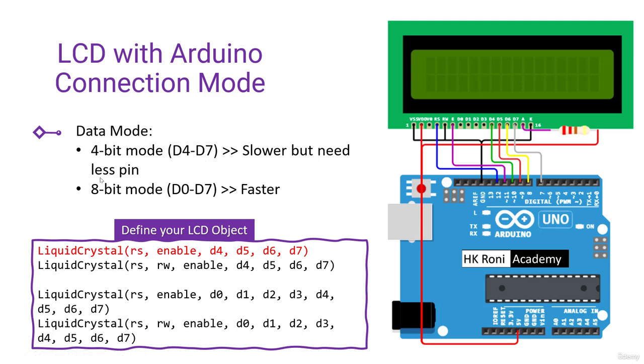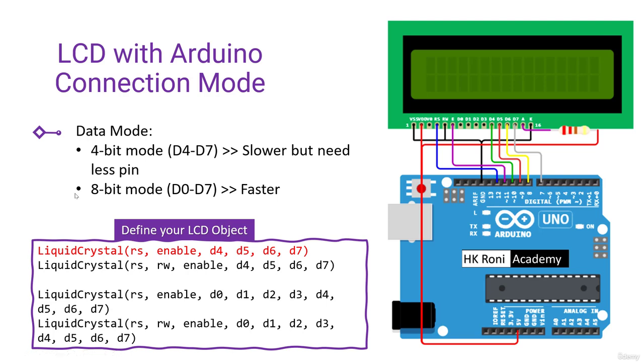If you want faster communication with the LCD, then you can use all 8 bits of the LCD. It is faster, but it will require more wiring. In a nutshell, you can either use 4-bit mode for data transmission or 8-bit mode. Both will work more or less the same, but 8-bit is a little bit faster.